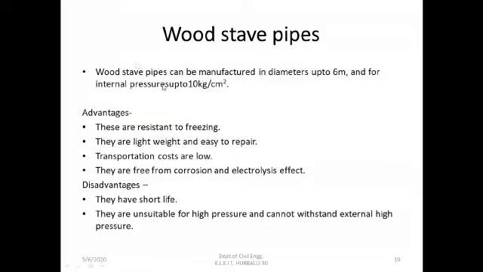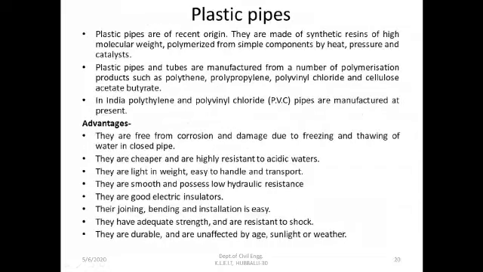Okay, so these can be manufactured in diameters up to 6 meter and for internal pressures up to 10 kg per centimeter square. And they have few advantages and disadvantages, wherein the advantages are they are resistant to freezing, and they are light in weight and easy to repair. Transportation costs are low. They are free from corrosion and electrolysis effect. The disadvantages are they have short life, they are unsuitable for high pressure and cannot withstand external high pressure.